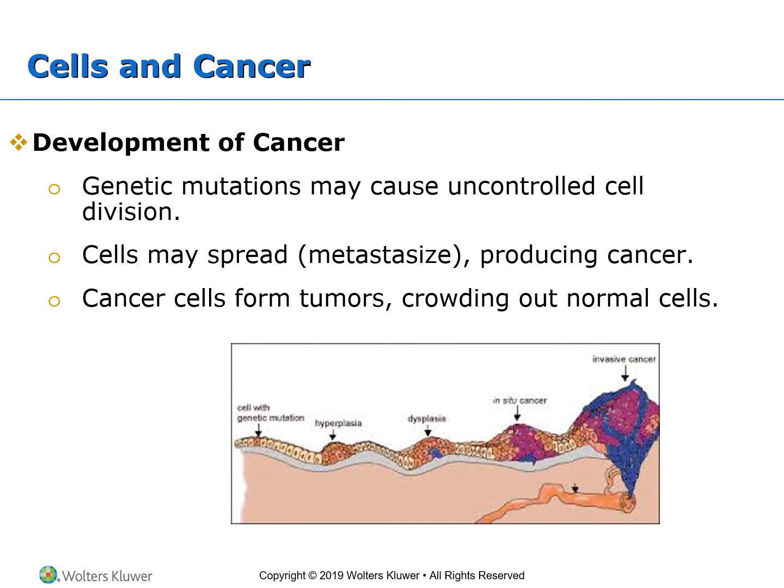Later, if that hyperplasia is not controlled by the body's immune system, it becomes what is called dysplasia. Now, dysplasia will have cells that actually already exhibit characteristics of cancerous cells, that they have mutations and they have a big nucleus and a behavior of a cell that is out of control.